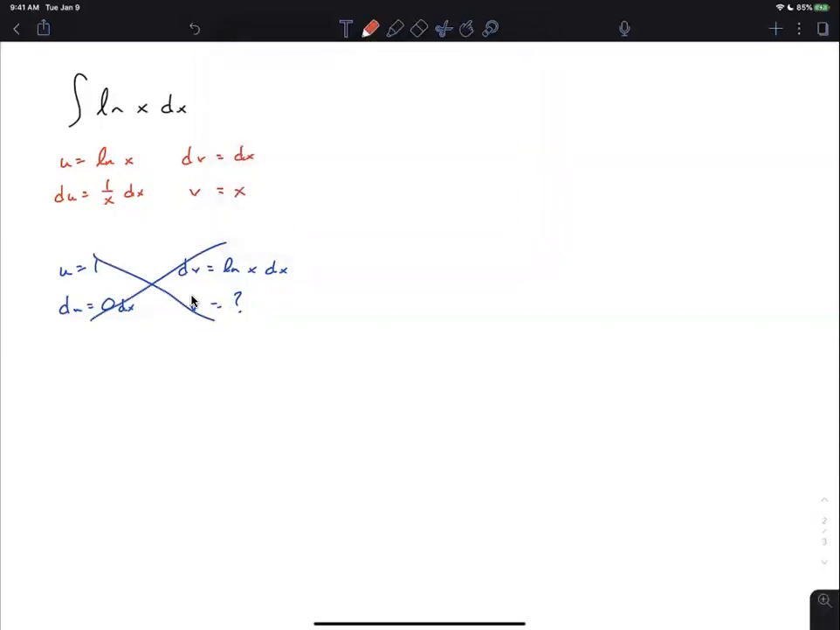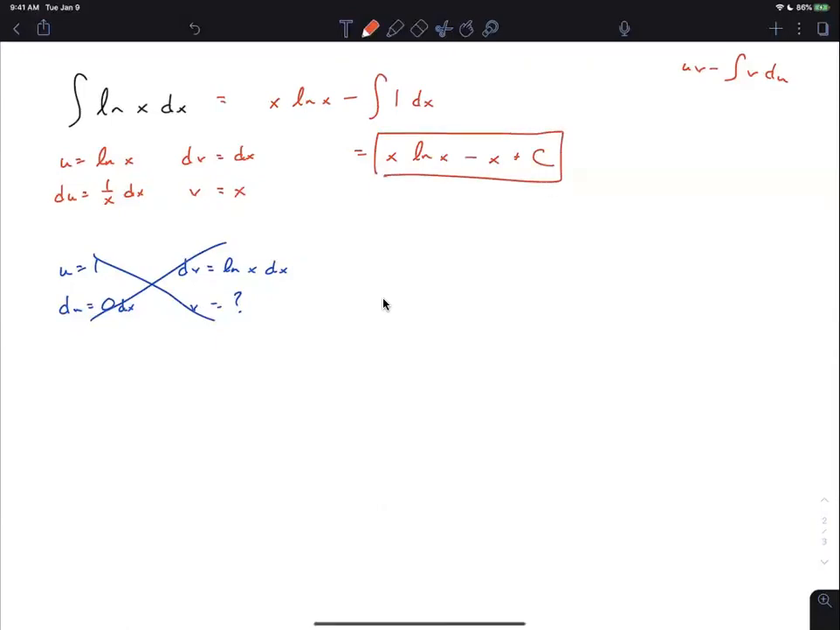So again, the formula is it's uv minus the integral of v du. So uv is x log x. V times du is then what happens when we do x times 1 over x. 1. Yeah, we get 1. So we get 1 dx. And now we get x natural log x minus x plus c, because the antiderivative of 1 dx is just x. And that's the answer. Does that make sense to everybody? Any questions on that?